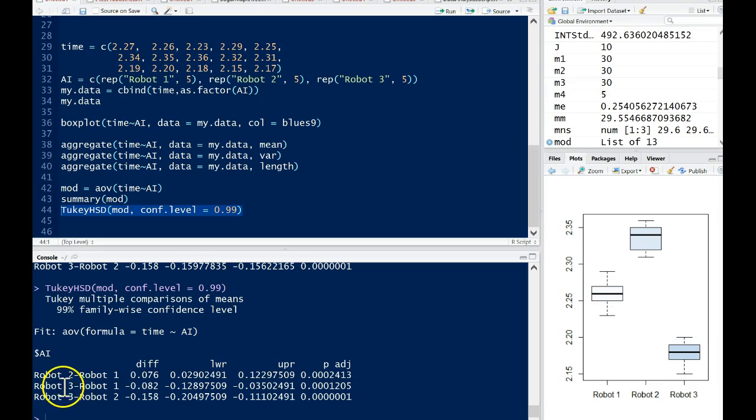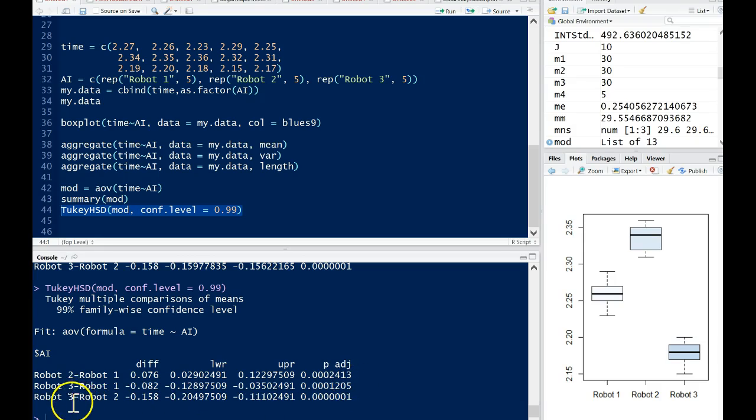It looks like the difference between robot 3 and robot 1, so these two, is negative 0.082, so that means that robot 3 is 0.082 minutes faster than robot 1. And then again, its confidence interval goes from negative 1.28 to negative 0.035. It has a very small p-value as well. So the difference between these two, from the simultaneous test, is still significant.